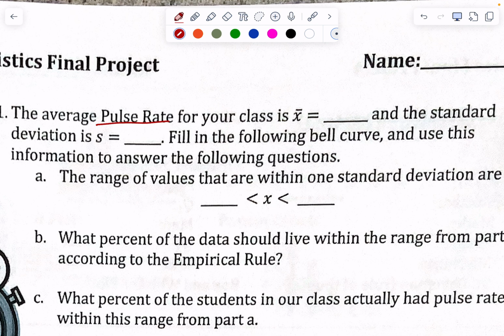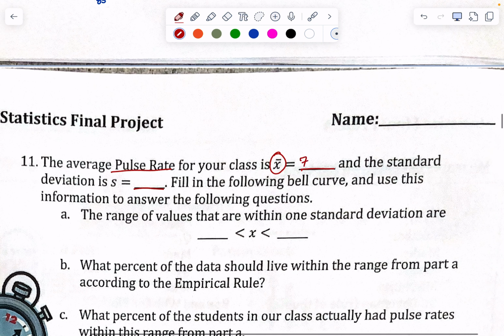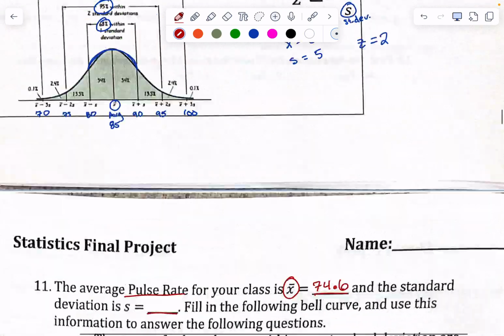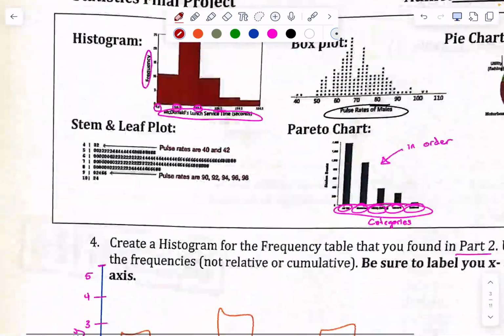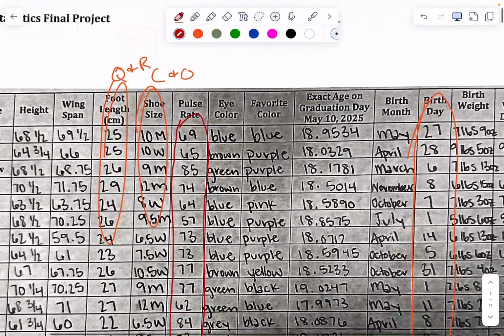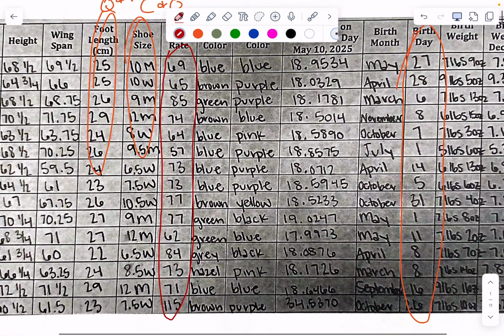Pulse rates, and your class average is this much, and the standard deviation is this much. My people with my calculators? 74.6 she got for an average. Did you type them in and find the standard deviation? No? Okay, so if you have a fancy calculator and want to do pulse rates, I'm sure we can read them to you. We got these guys right here. Okay, go.